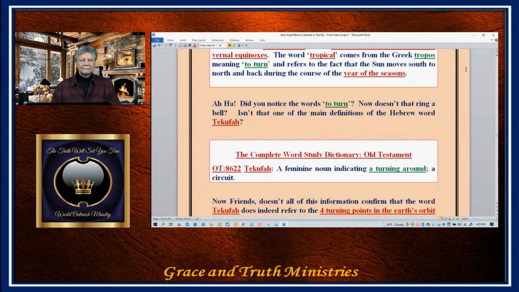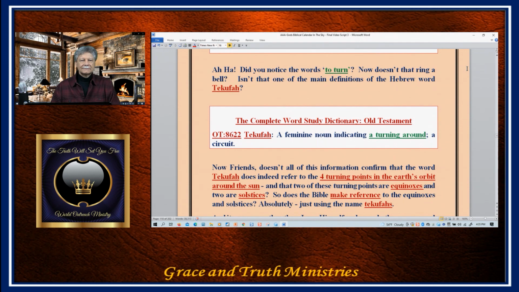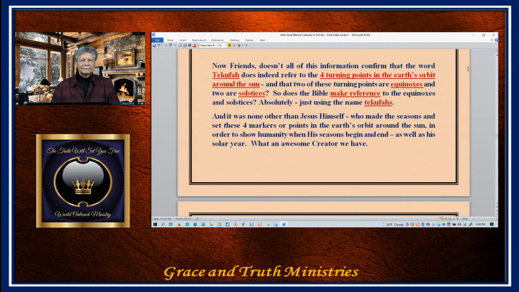Ha, friends, aha. What about that? Did you notice the words to turn? Now, doesn't that ring a bell? Isn't that one of the main definitions of the Hebrew word tikva? Again, looking back here at the Complete Word Study Bible Old Testament, a feminine noun indicating a turning around, a circuit. Now, friends, doesn't all of this information confirm that the word tikva does indeed refer to the 4 turning points in the Earth's orbit around the sun, and that 2 of these turning points are equinoxes and 2 are solstices? So, does the Bible make reference to the equinoxes and solstices?